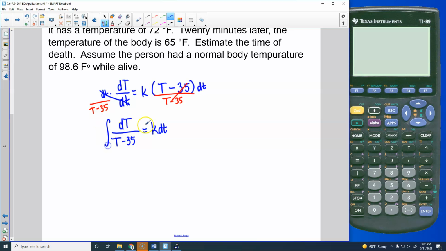All right, let's integrate both sides now because we have our variables separated. Remember that k is a constant. We're going to treat it like it's a 3 or a 5 or a 7, not a variable. So it would be natural log of absolute value of T minus 35 plus C.